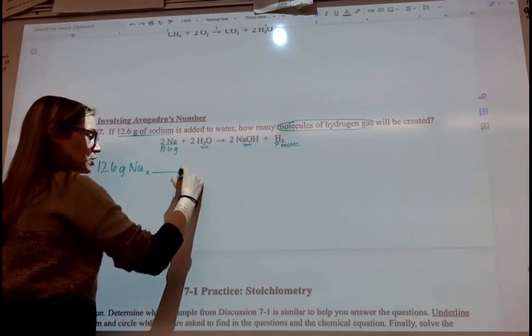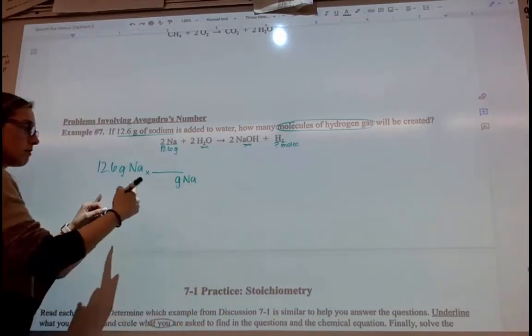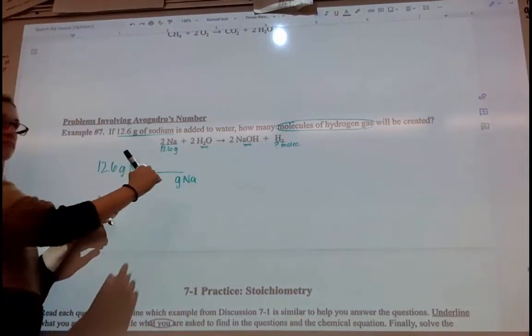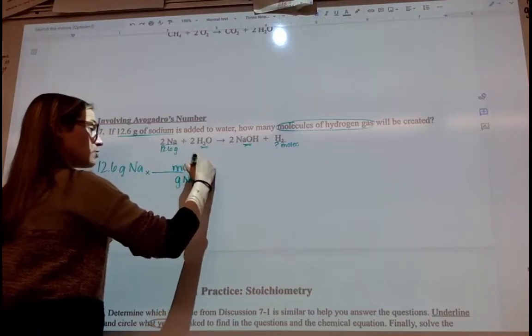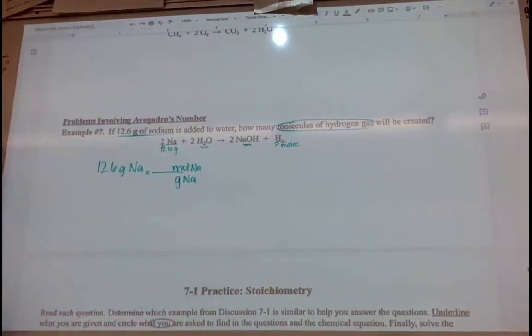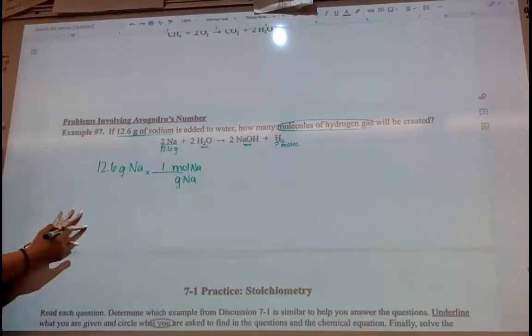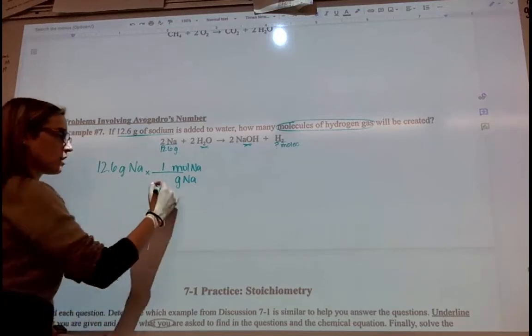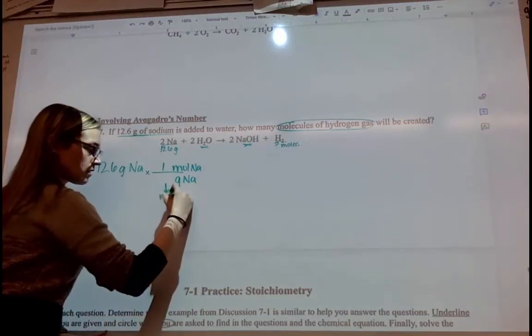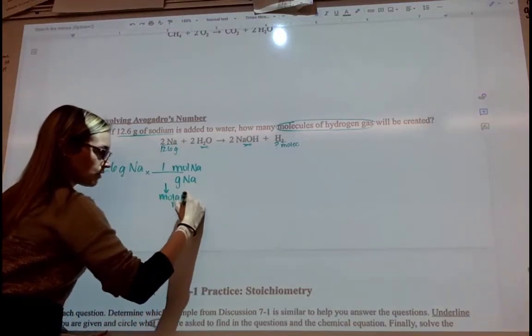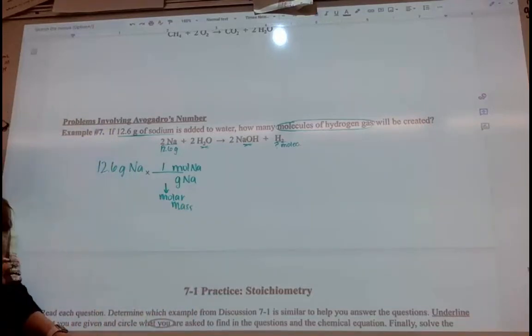To go between the two, I don't want grams of Na. I want to get to moles of Na. I want to take my given information and convert it to moles. For every 1 mole of sodium, there's a certain number of grams. To go between grams and moles, you use the molar mass. Look at your green periodic table.